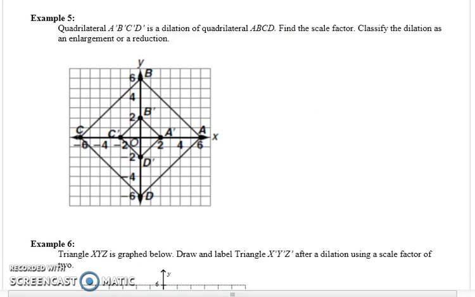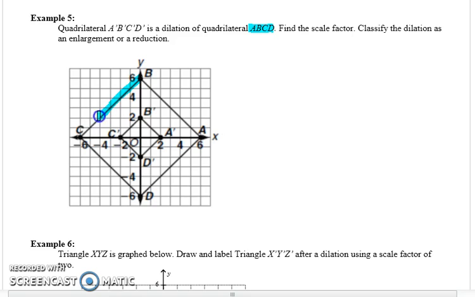Okay, in example 5, they give us quadrilateral A prime, B prime, C prime, D prime, and they tell us that it's a dilation of quadrilateral ABCD. In this example, we're not given the scale factor. We have to find it. So we need to classify the dilation as an enlargement or a reduction.